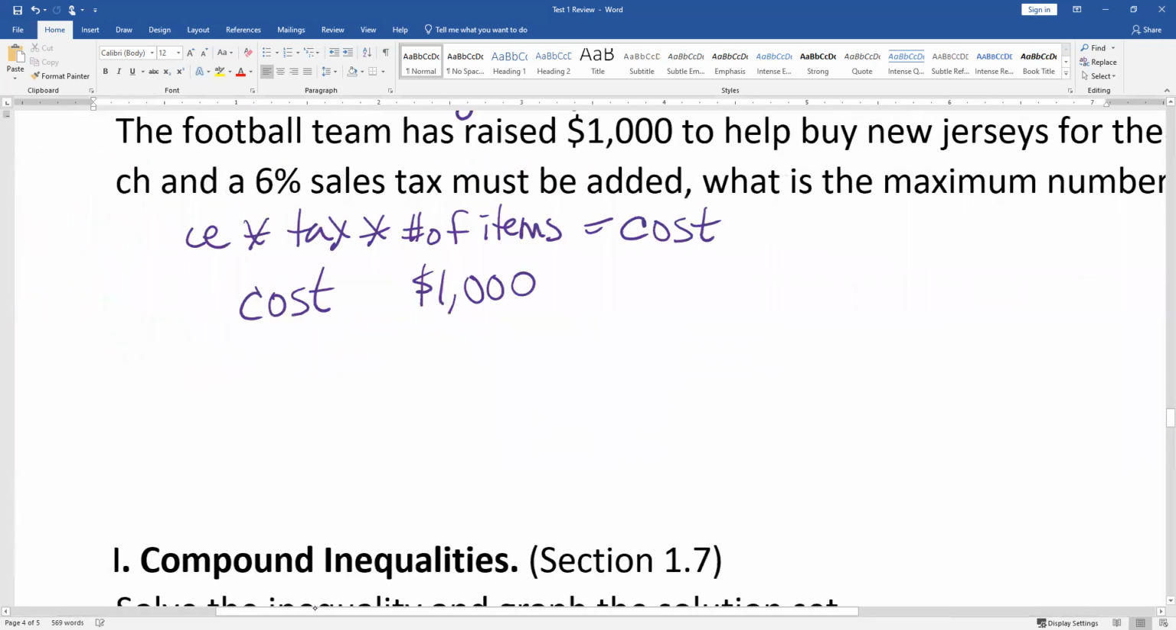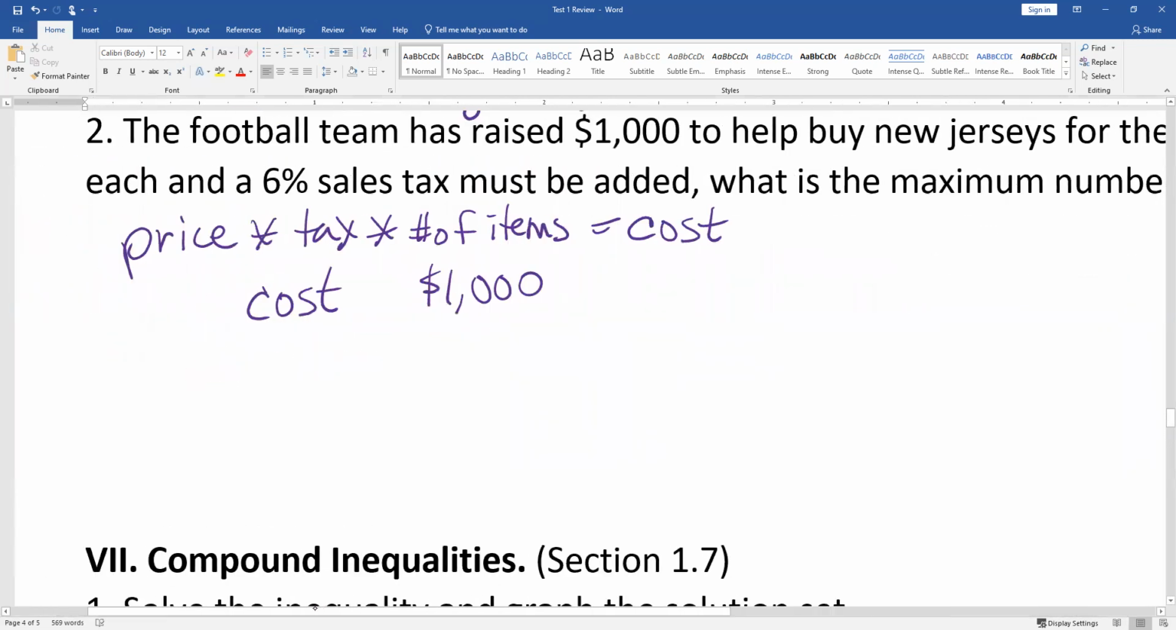Zoom in a little bit. Okay. So price times tax times the number of items equals your total expense, your total cost. So our cost needs to be what compared to $1,000? Less than or equal to. Okay. So what's the price of the items?